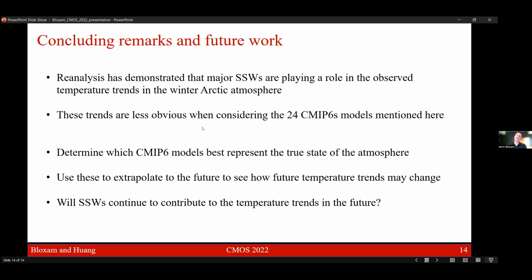And so really the next steps, and I apologize for not getting into the future aspect of this, but it's going to be, okay, well, which of the CMIP6 models best represent the true state of the atmosphere. And then we're hoping to then extrapolate to the future to see how future trends may change. And will SSWs continue to contribute to these temperature trends in the future as well?